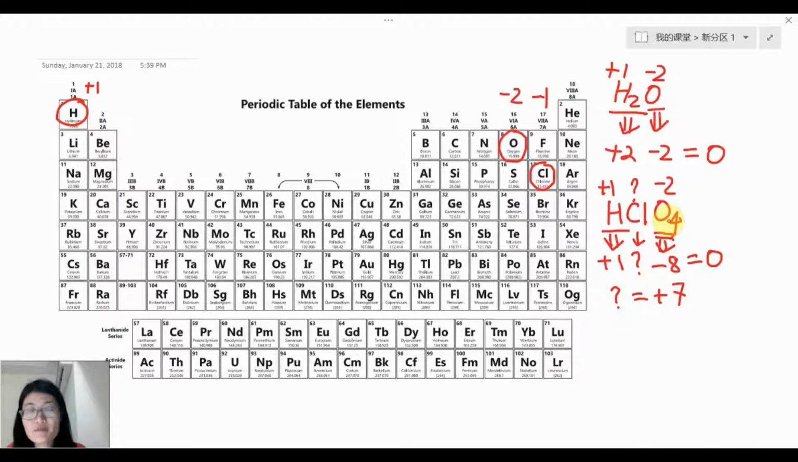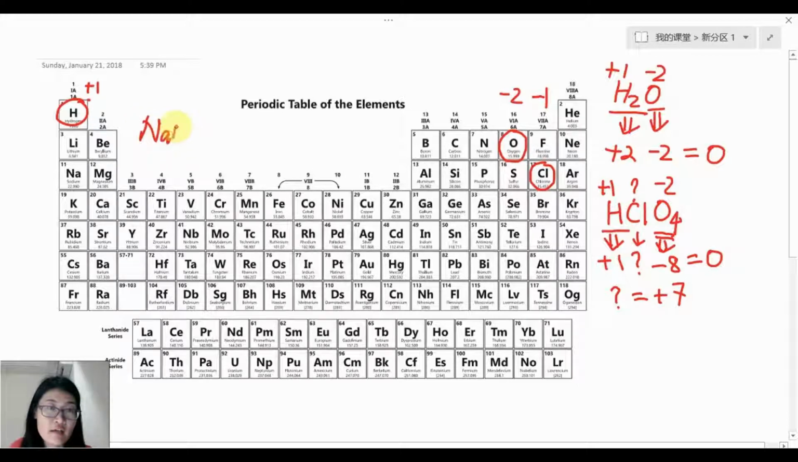So if you do chemistry problems for a long enough time, you would know that certain elements like hydrogen is usually positive 1. Only in rare cases, for example, you have NaH. In this case, Na is positive 1 sodium, and the hydrogen would be negative 1. But that's really, really rare. It's not common. Usually it's positive 1. And the oxygen is usually negative 2. In rare cases, it could be negative 1. For example, hydrogen peroxide. In this case, it's negative 1, positive 1. But that's really rare. Usually it's negative 2.